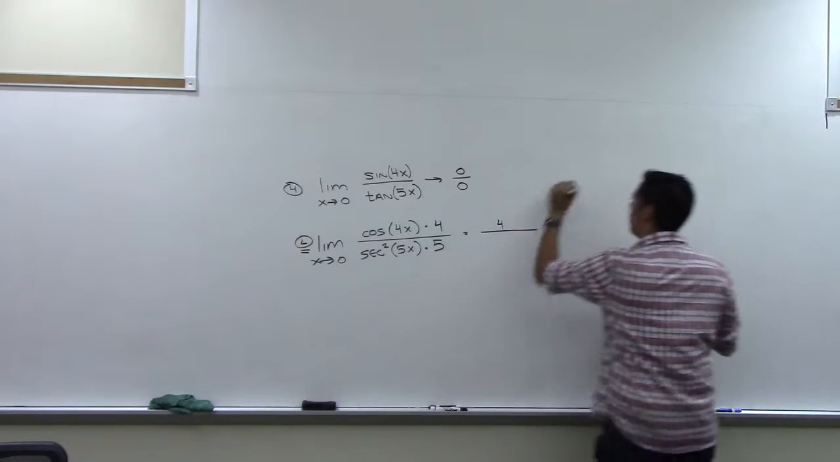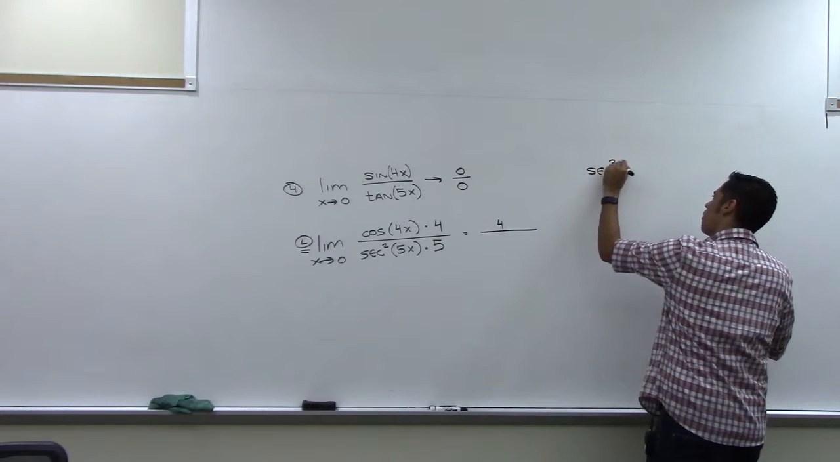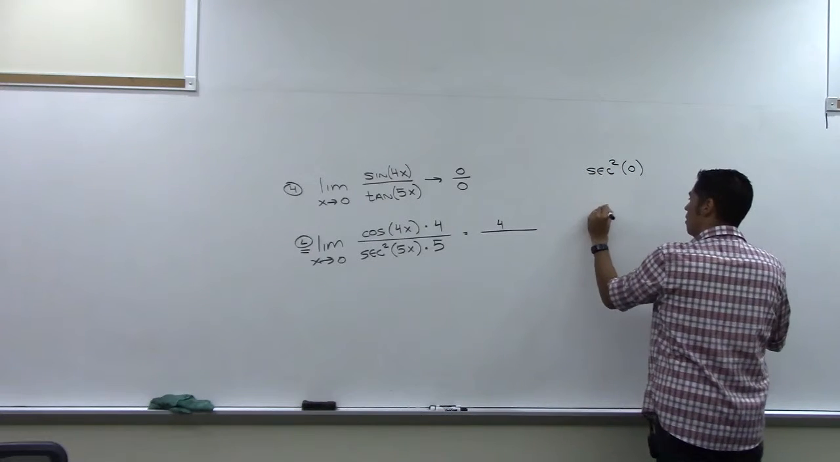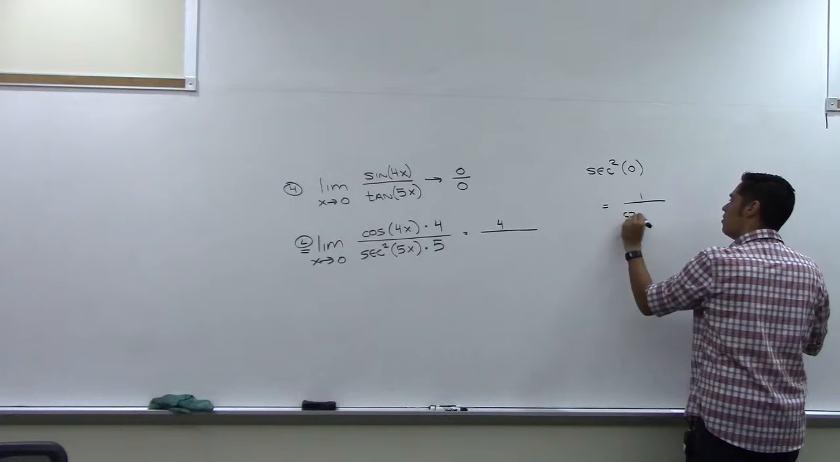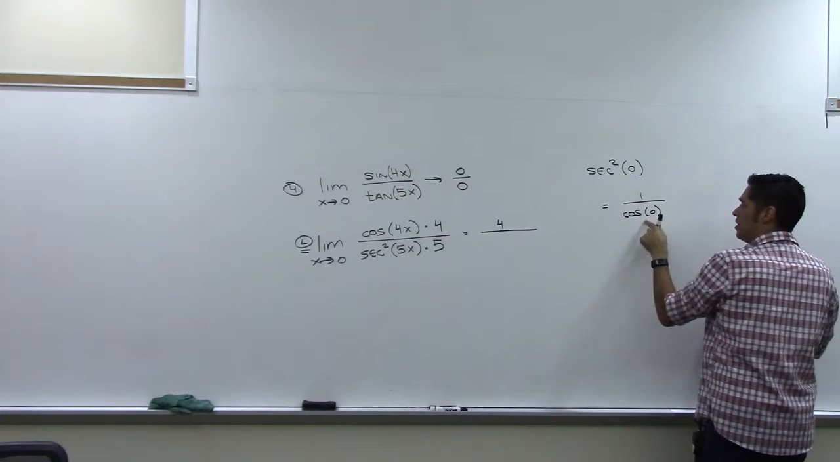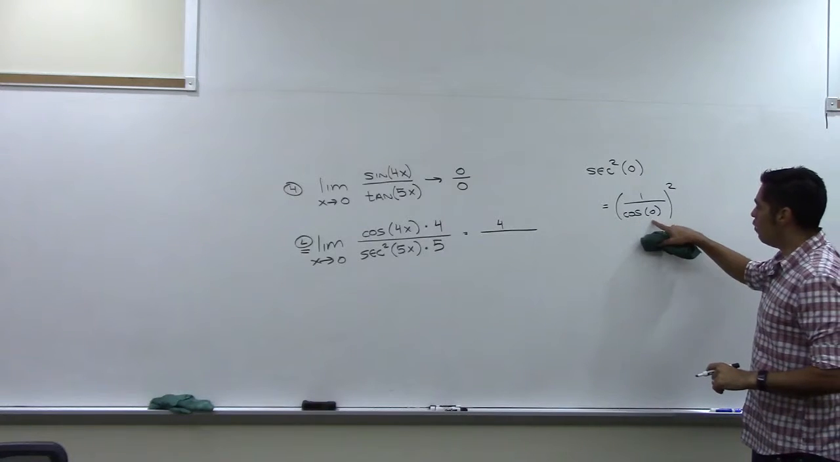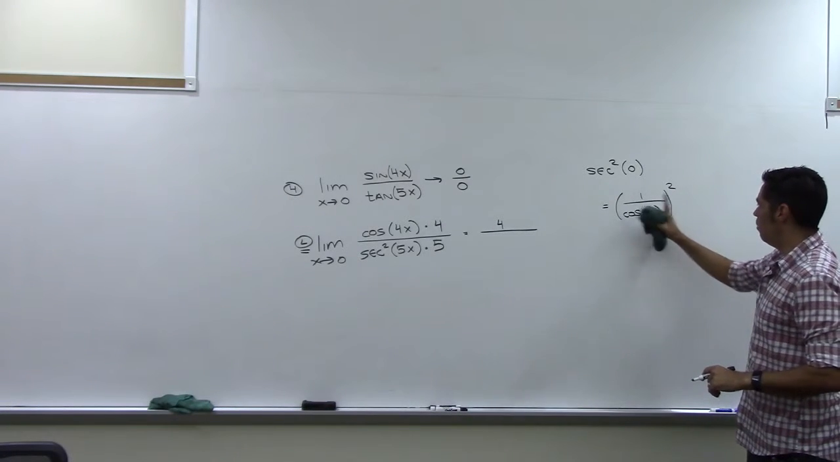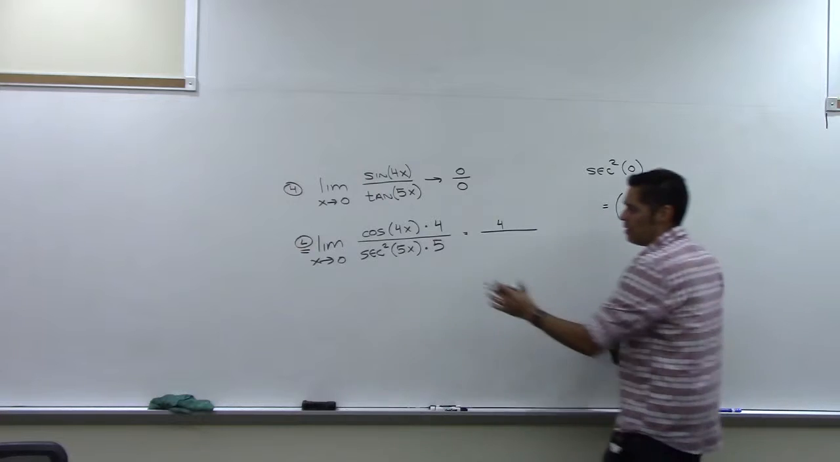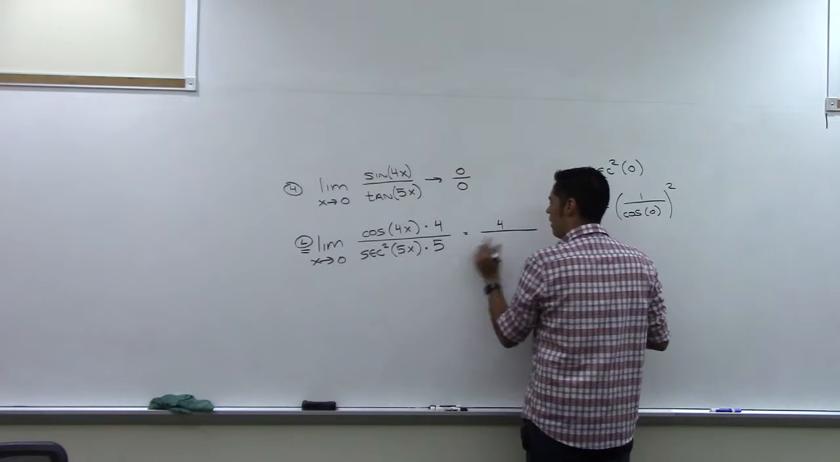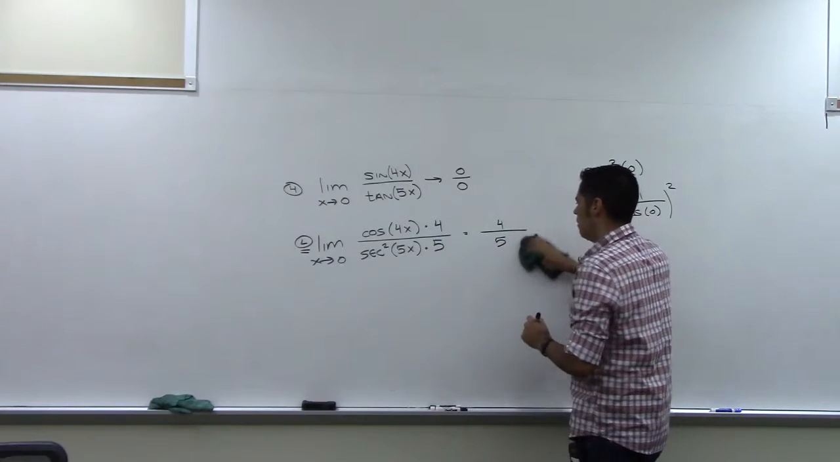So I'm trying to figure out, what is secant squared of 0? Well, that's the same as 1 over cosine of 0, squared. That's secant squared. Cosine of 0 is 1. 1 over 1 is 1. 1 squared is 1. So this right here is just going to 1 times 5. So 4/5. That's your answer.